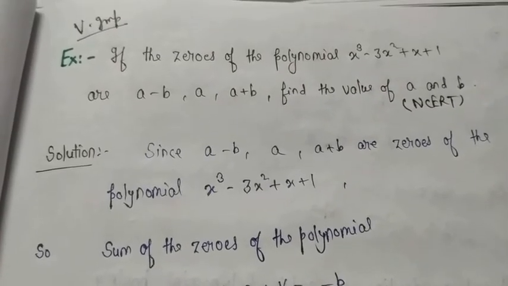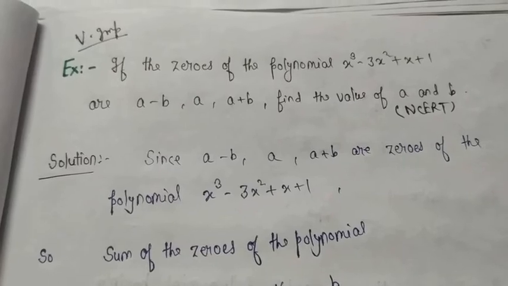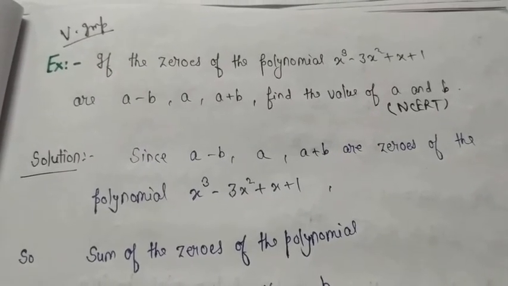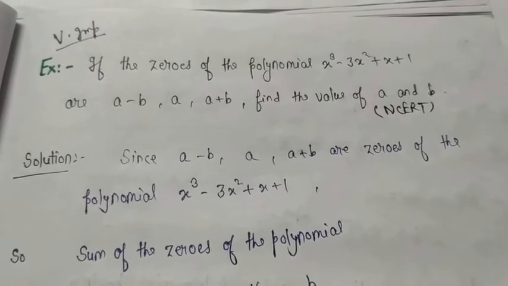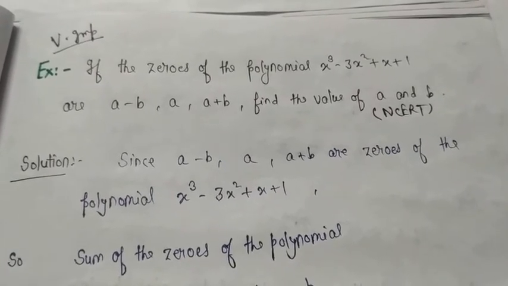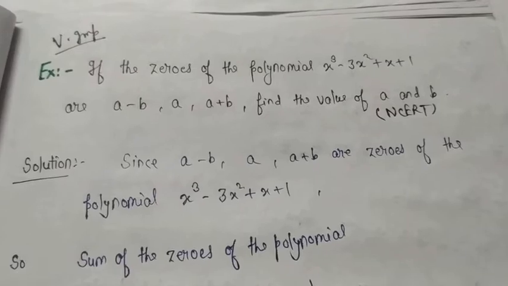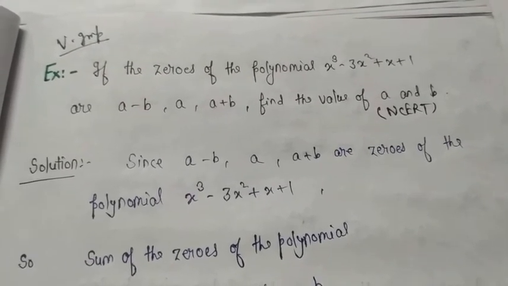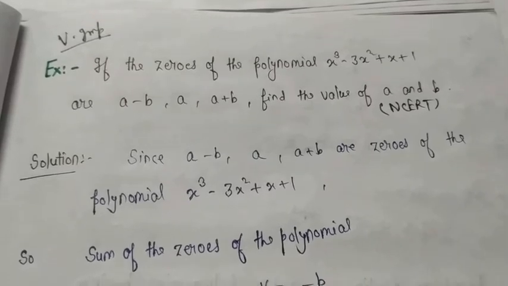Now next question, children. If the zeros of the polynomial x cube minus 3x square plus x plus 1 are a minus b, a and a plus b, find the value of a and b. See, children, this is a very important question, and many times it comes in the board examination also.